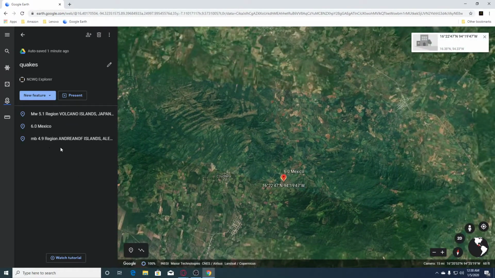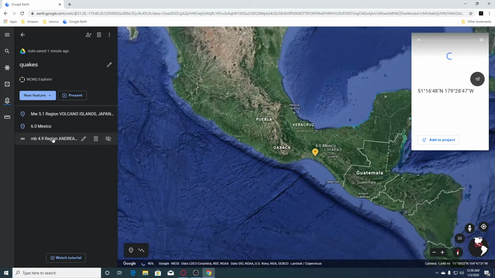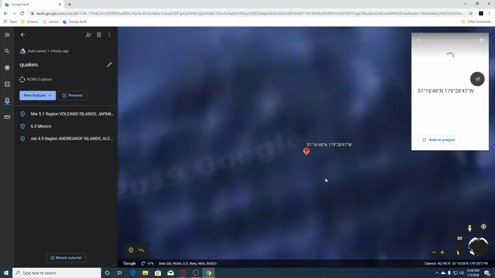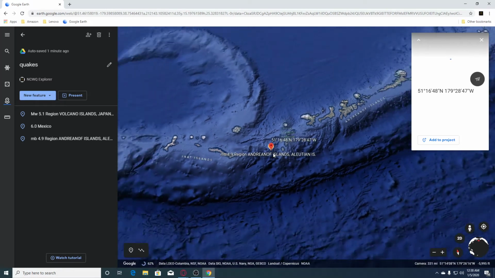And then our next one was a 4.9 Andronov Islands. This one was in the sea as well. So I just thought I'd give y'all a real quick update.